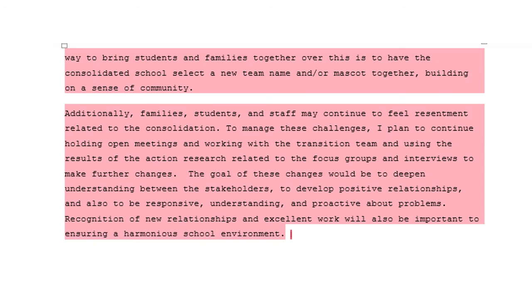The paper concludes with ways that the individual has thought of to manage the challenges. To manage these challenges, I plan to continue holding open meetings, working with the transition team, etc. Very specific, very targeted towards each part of the questions. The worst thing you can do is to leave off parts of questions. You'll want to target those, and you'll want to support your ideas with information from the course and information from the case study itself.